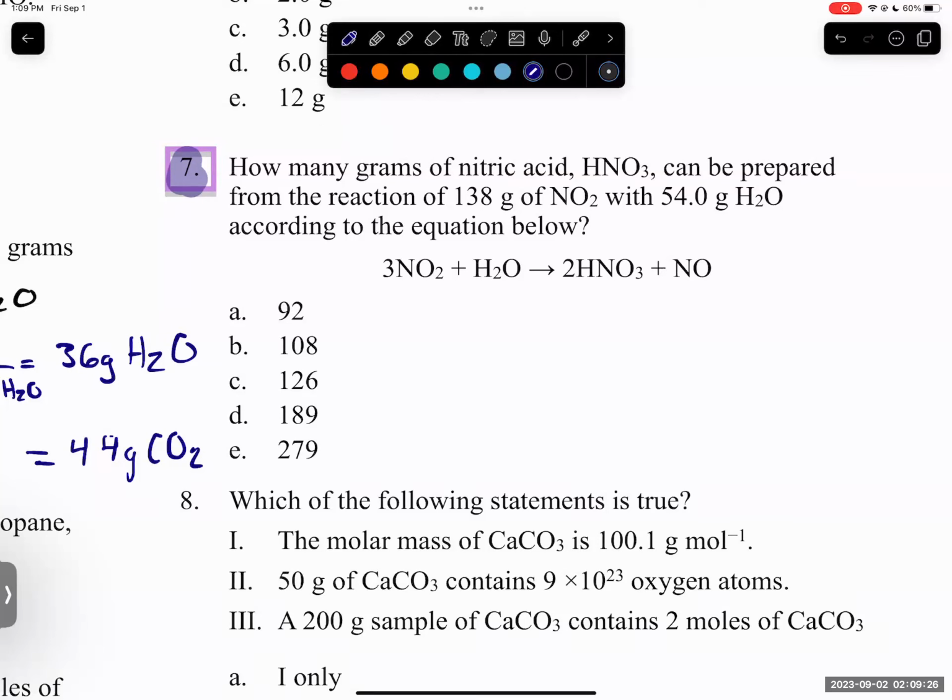So this is nitrogen dioxide, and that's reacting with 54 grams of water. And so what's the first thing we should do? Anyone?